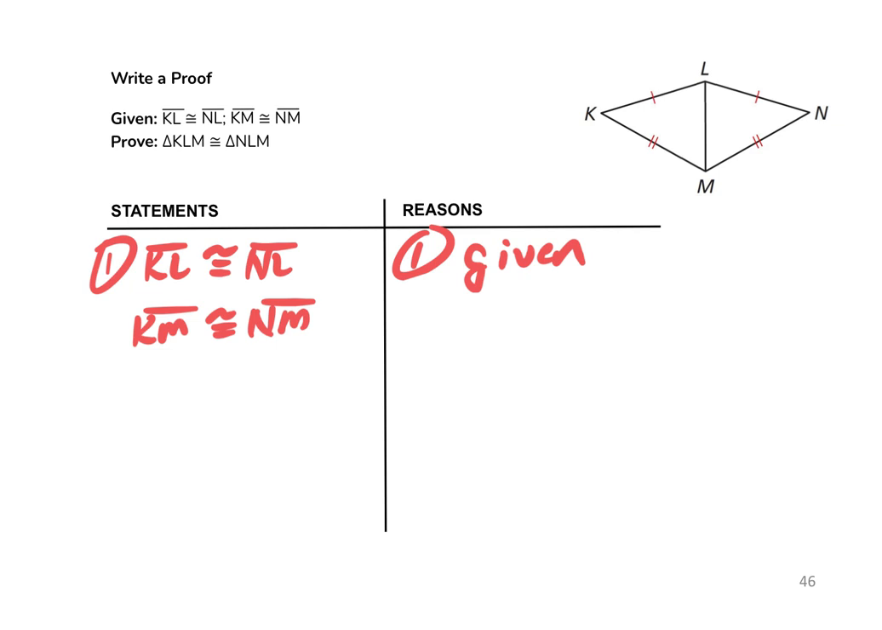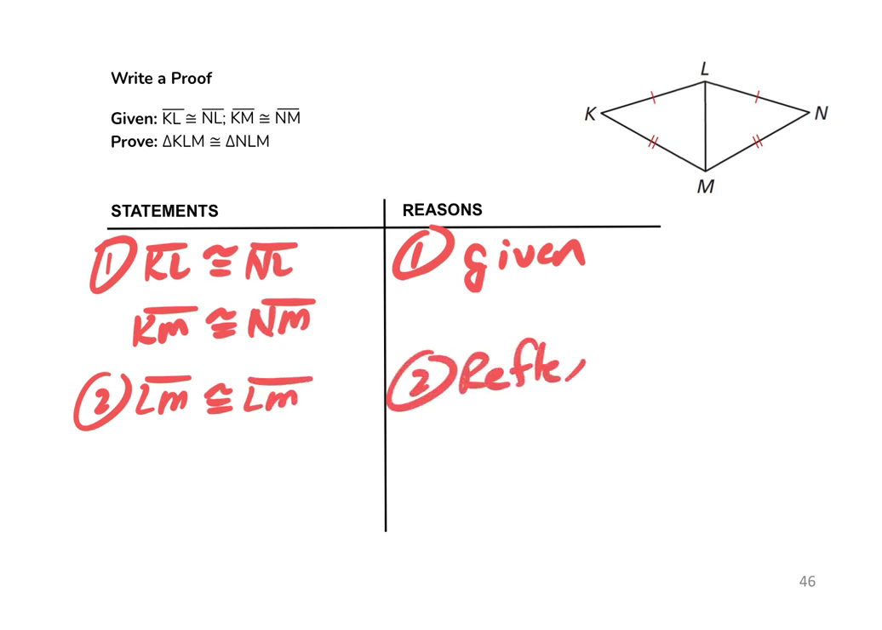Okay? We don't have any angles here marked, but is there something else that I can prove? Is there something else that I know about this picture as the way that it's drawn? Okay, how come? Yeah, okay. LM is congruent to LM by the reflexive property.